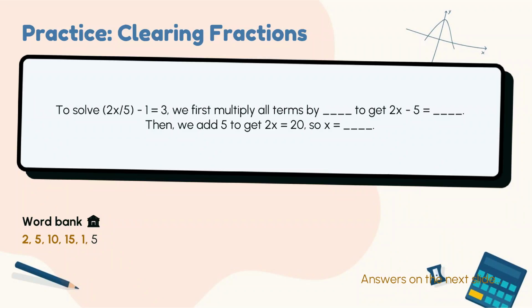Now, let's practice clearing fractions. To solve 2x over 5 minus 1 equals 3, we first multiply all terms by what number? Then, we need to complete the equation and solve for x. Use the word bank to help you fill in the blanks. Pause the video and have a go before checking the answer. Remember, because the denominator is 5, multiplying everything by 5 will clear the fraction.